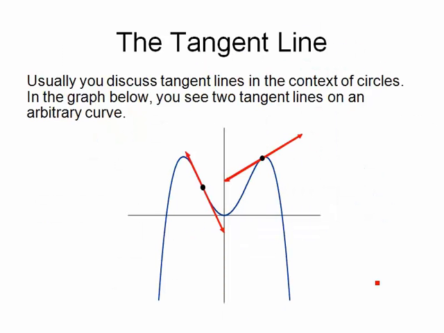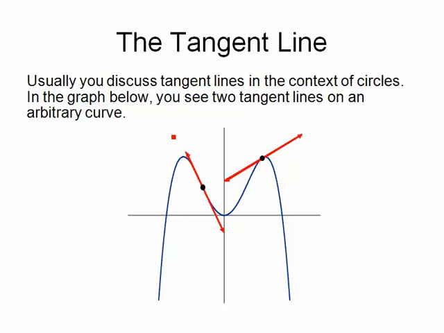The first thing we need to talk about here are tangent lines. Usually you discuss tangent lines in the context of circles. And a tangent line, in that case, is a line that just grazes the circle in one point. Well, we have to be a little bit more general than that.